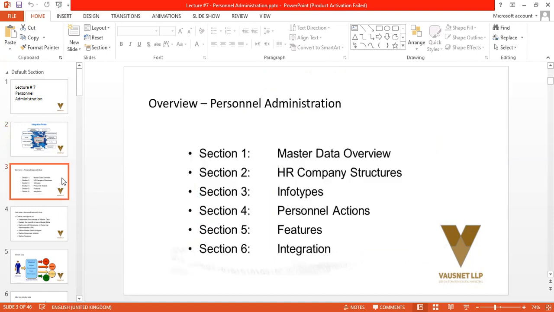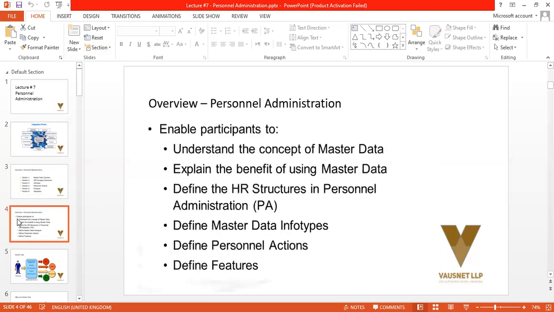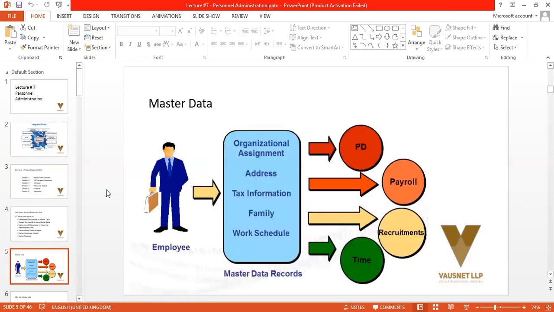So what are we going to cover? Infotypes, personnel actions, features, master data, company structures. We'll see that. And of course, when we're talking about master data for an employee, there are areas like personal development, payroll, recruitment, time. If we talk about time, of course, the schedules will have to be configured.